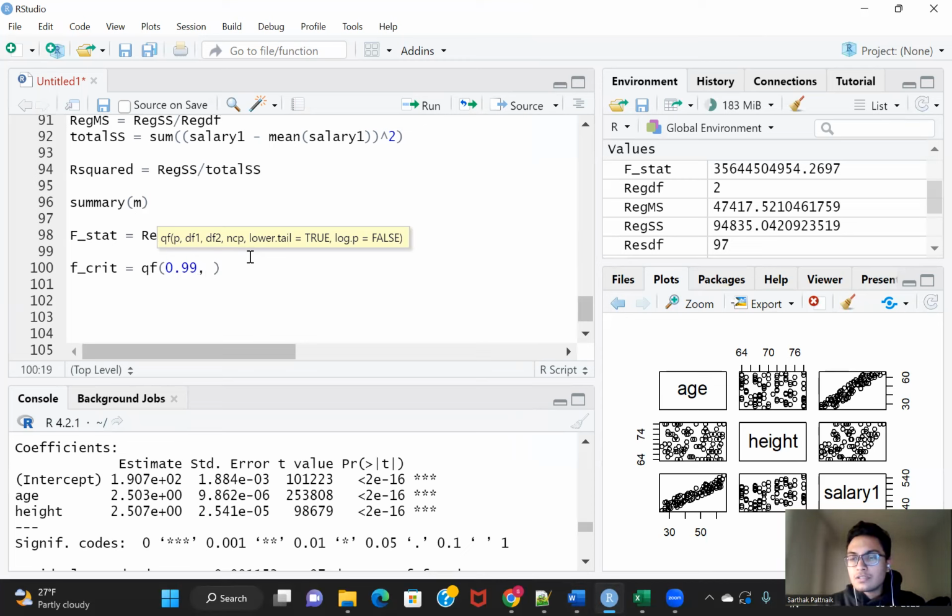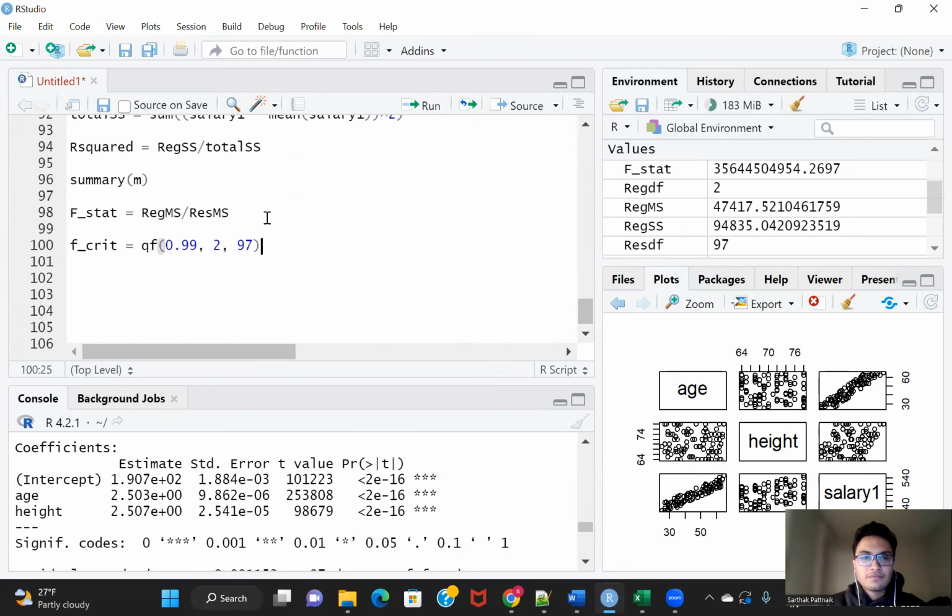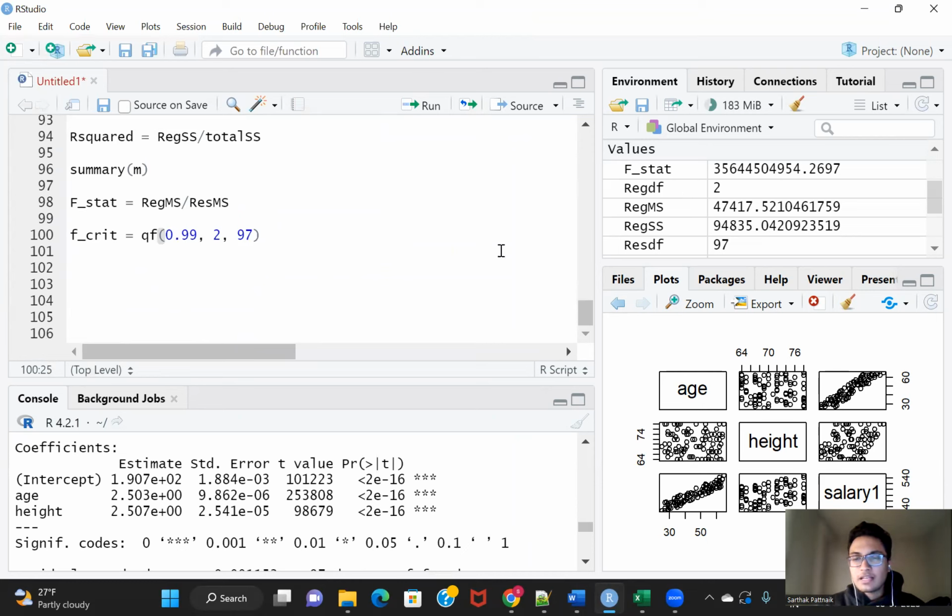The degrees of freedom that we take in the F test are k and n minus k minus 1. So k is 2, and n minus k minus 1 is actually 97, which is n minus 3. Now you must be asking, where did I get this value 97? It's basically my residual df. Residual df is nothing but n minus k minus 1, and my 2 is my regression df, which is nothing but k.